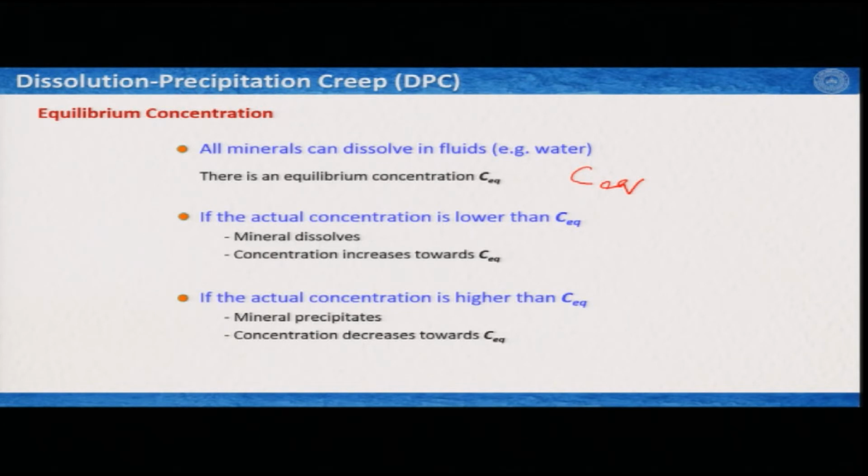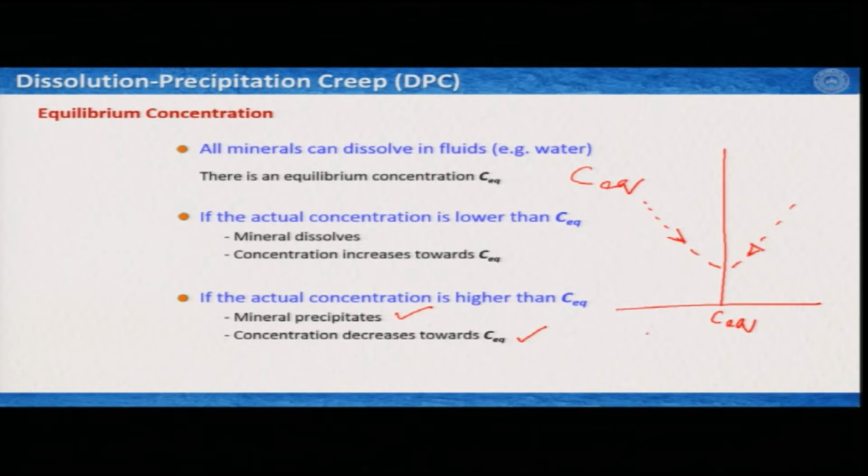Otherwise, if the actual concentration is higher than the equilibrium concentration, then the minerals would precipitate and the concentration would decrease towards the equilibrium concentration. So, that means if I have this line as C_EQ, then no matter where I am, it would always approach the equilibrium concentration. This side is high and this side is low. If the concentration is low, it would dissolve more material and try to achieve the equilibrium concentration. If on this side it is oversaturated, then it would precipitate materials and try to achieve the equilibrium concentration as well.